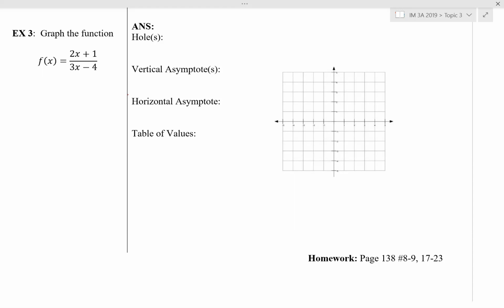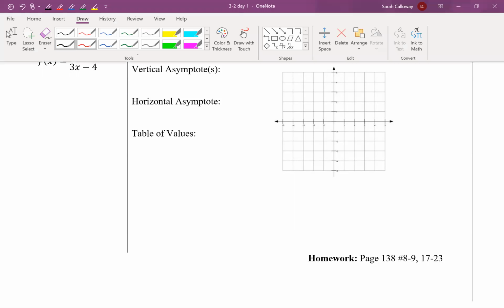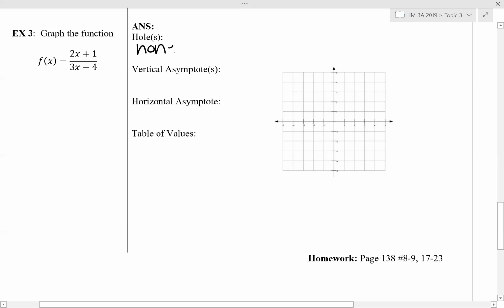So our numerator is 2x plus 1. Our denominator is 3x minus 4. Neither of those are factorable because they are linear and they do not have common factors within each term. And so what that means is that since nothing will be able to reduce out, there is no hole for this graph. However, we will have a vertical asymptote.